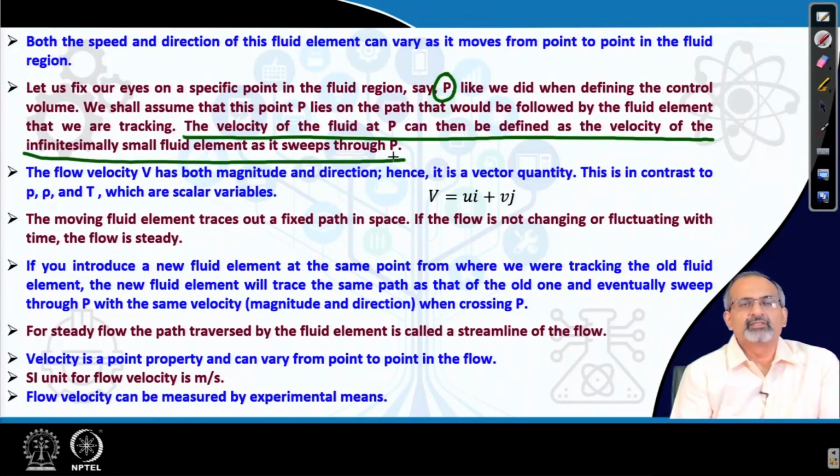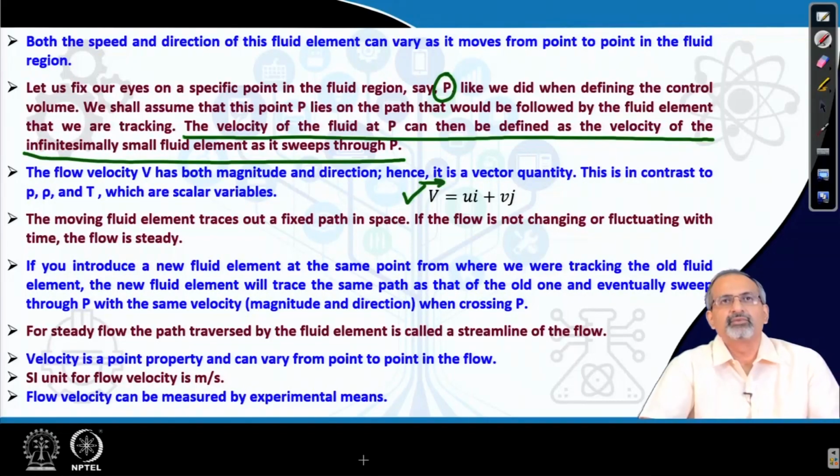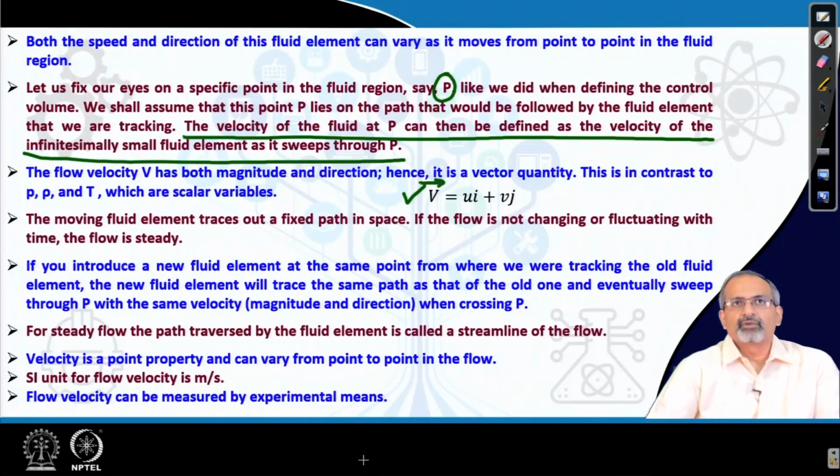Now, the flow velocity is a vector, as we said. This is the vector representation of the velocity with the u and v components aligned along x and y direction, and therefore, we have the i and j unit vectors. This is in contrast to pressure, density and temperature, which we already looked at, which are scalar variables. Therefore, velocity has both magnitude and direction.